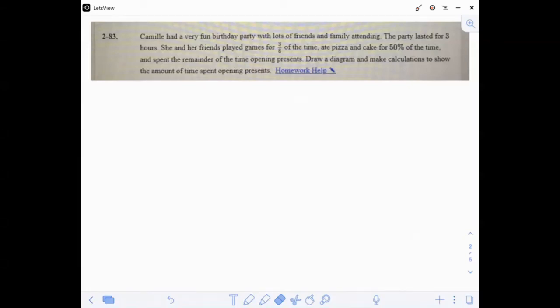Okay, we're going to look at problem 283. This one seems complicated because there's a lot of stuff going on, but let's break it down. I like to break down and organize my thoughts. The party lasted for 3 hours.